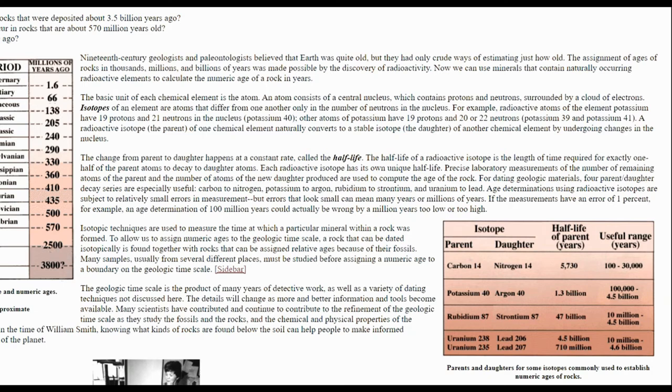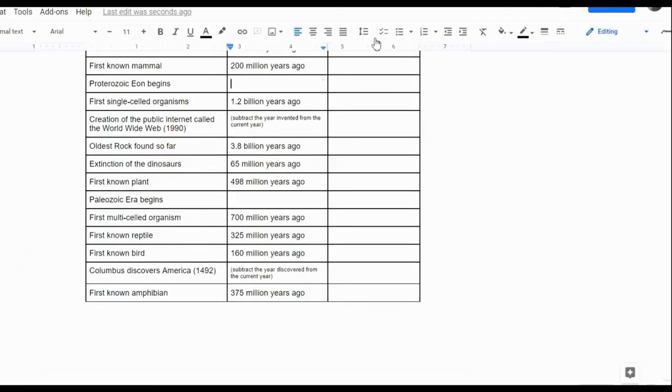So million years ago, you're going to have 6 zeros behind your number. So that would be 2,500 and then 6 zeros behind it. So 2,500,000,000. You're going to do that for all of these, any of them that are missing.